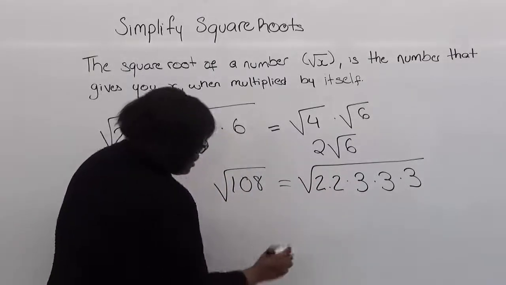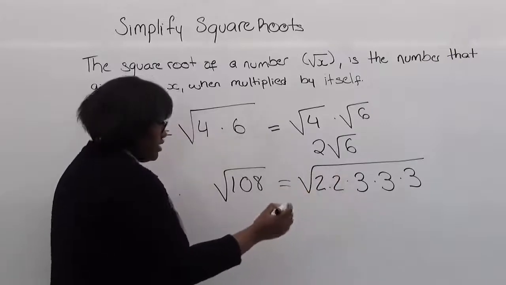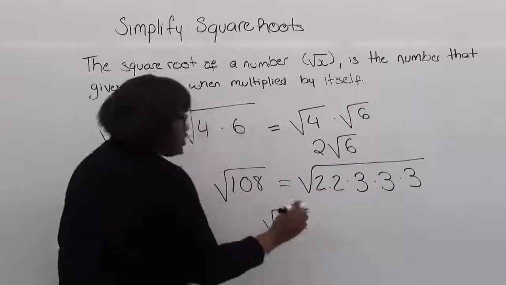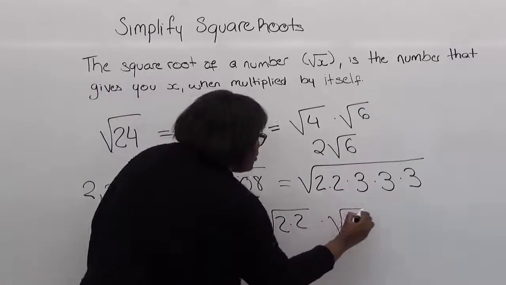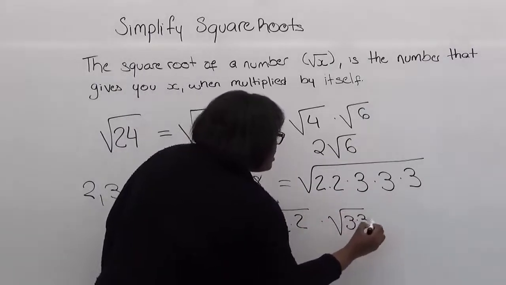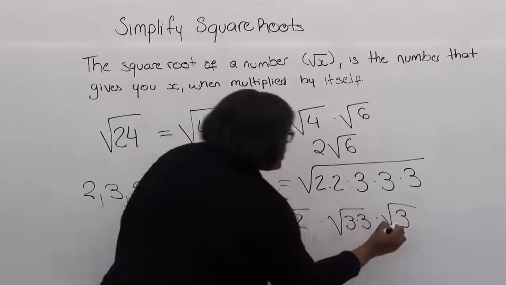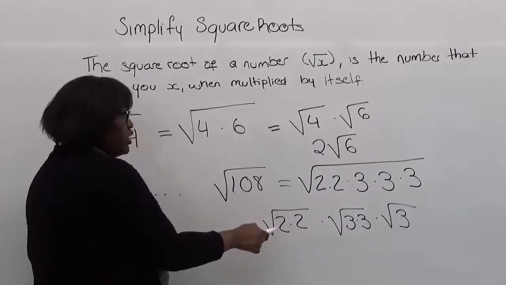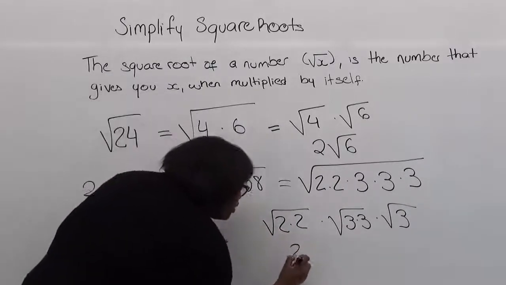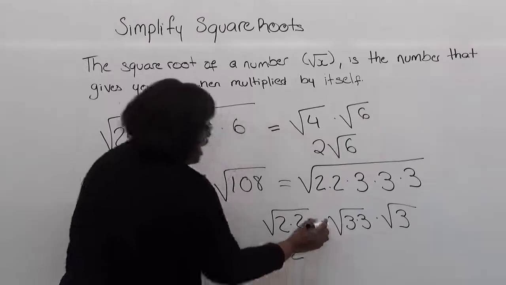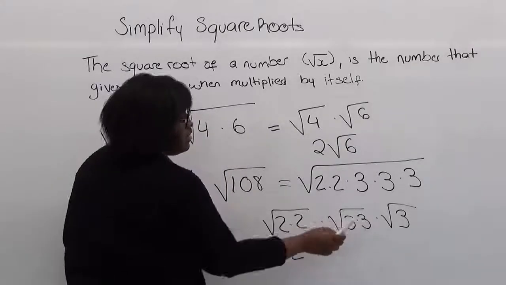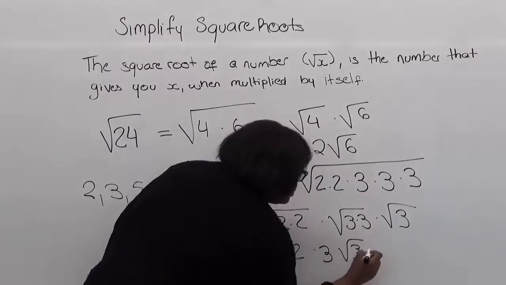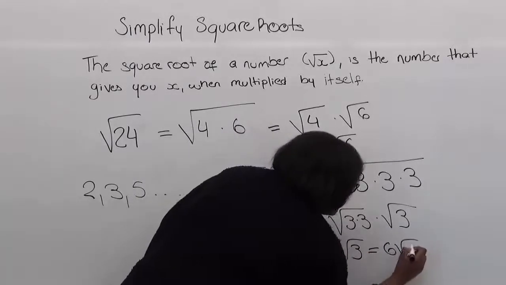So first, we write the numbers in sets of pairs. So you're going to have the square root of 2 times 2 times the square root of 3 times 3 times the square root of 3. So as you can see, you see 2 times 2 under the radical, which will give you 2. And you're going to times that by 3, because you have 3 times 3 under the radical also, times radical 3, which will just give you 6 radical 3.